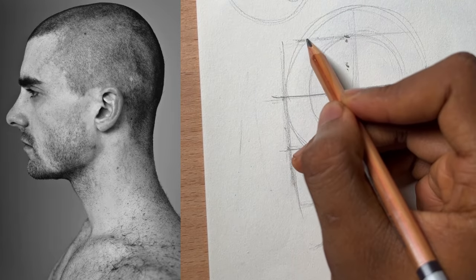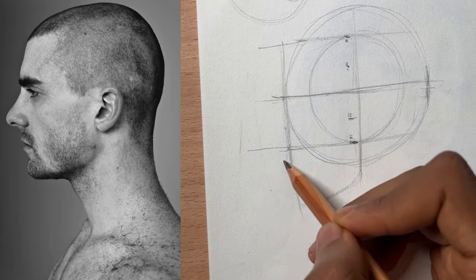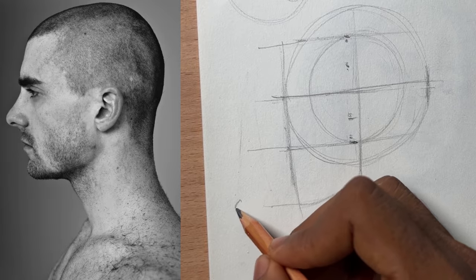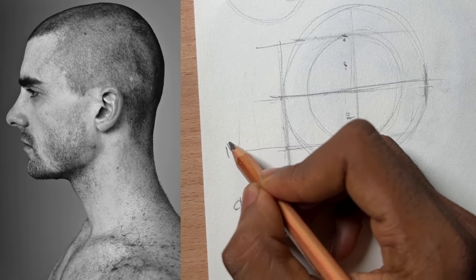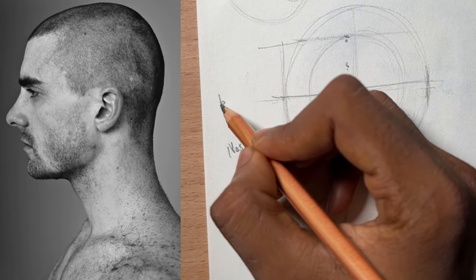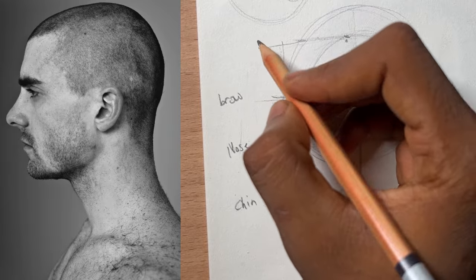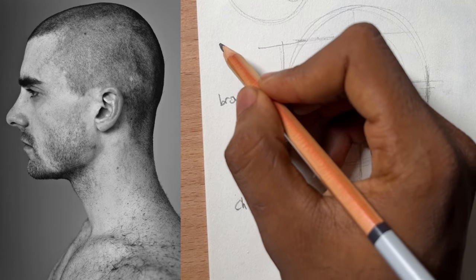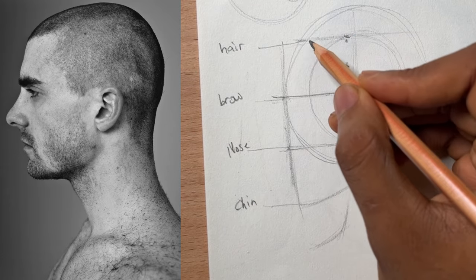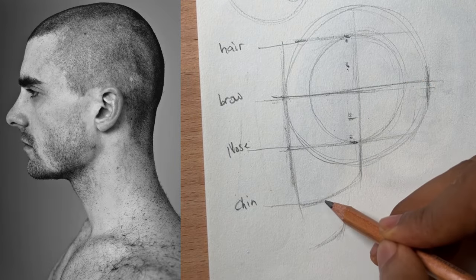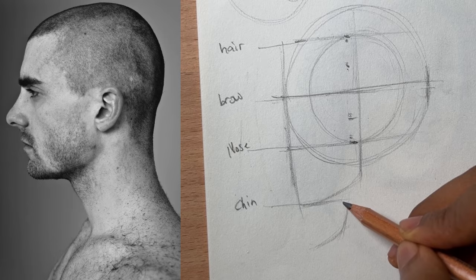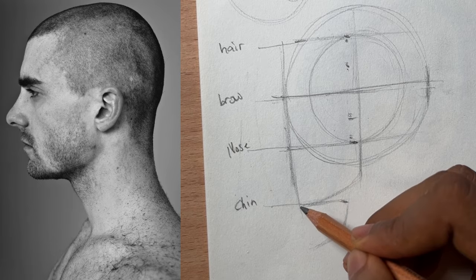So we have equal thirds from the chin to the nose to the brows, or eyebrows, or brow line, to the hair. So these are the equal thirds. So we're going to draw a line. You can see the bottom of the chin. There's a small space, right?